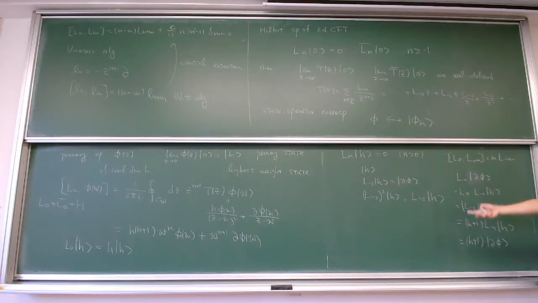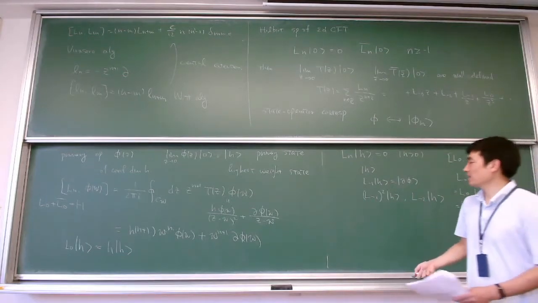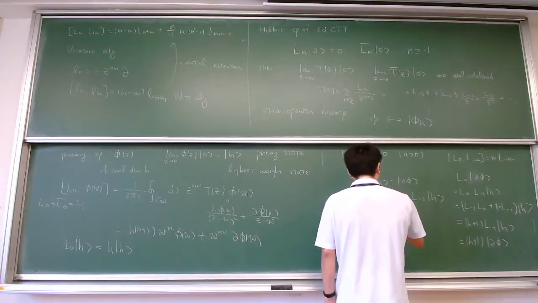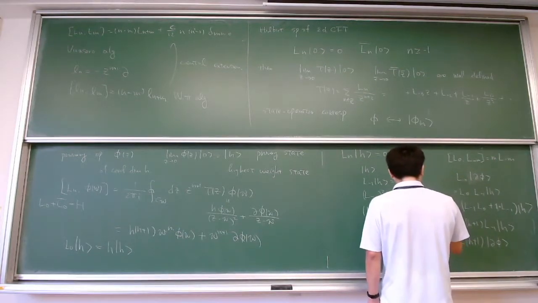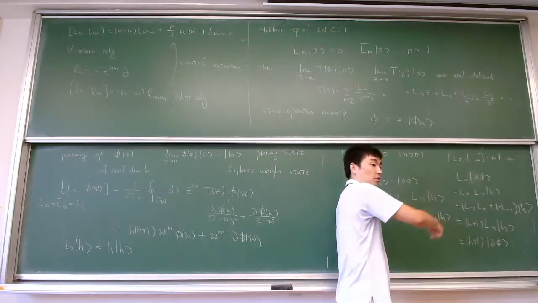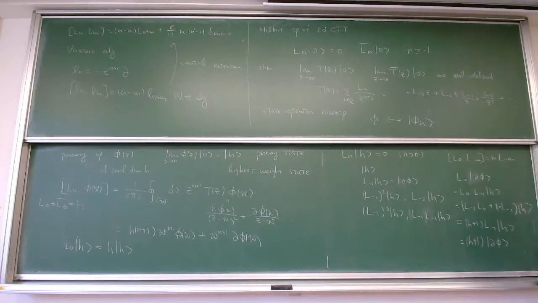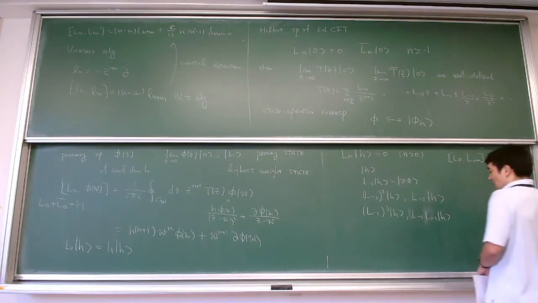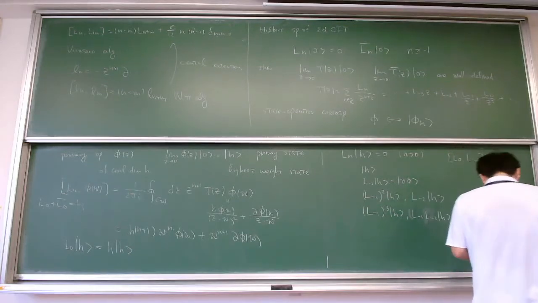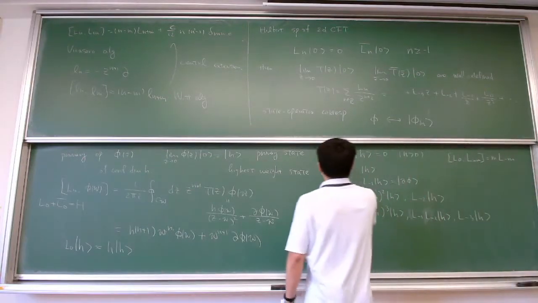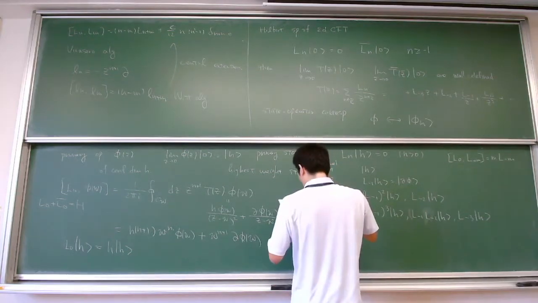You can do the same exercise for these, which are called descendants. So this is the primary state and descendants. L minus one h, and then what else? L minus one squared h, L minus 2 h, and then can I erase? Did you take a note already? Okay, I will erase. You should do the exercise by yourself. Okay, so this is called level. Level one, I call it level.